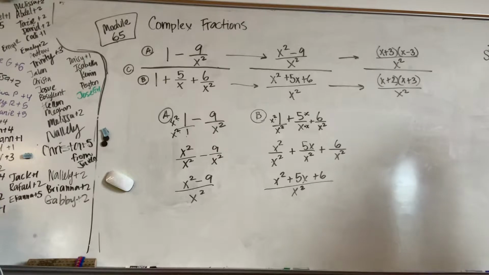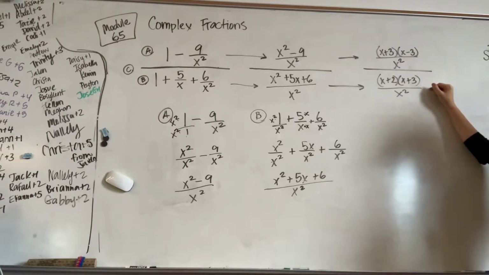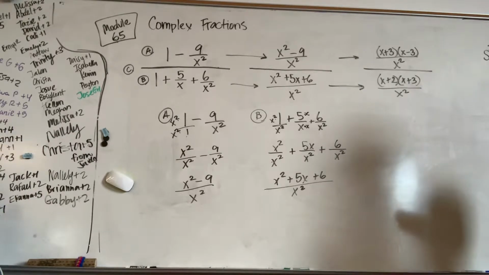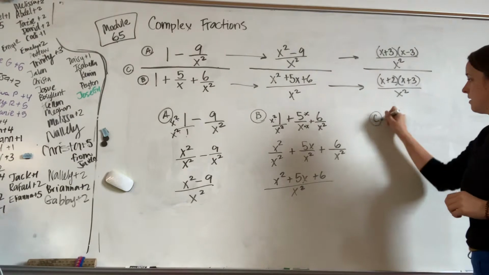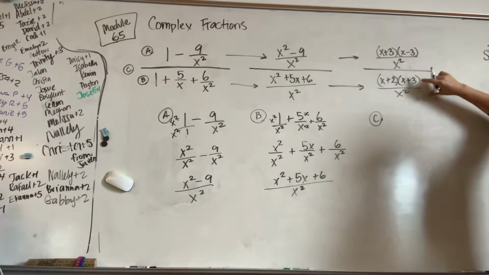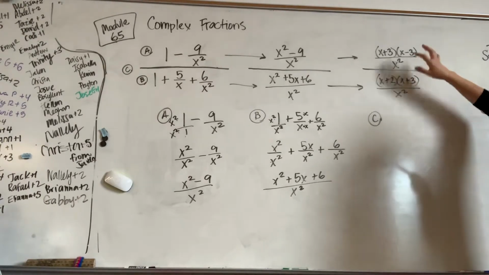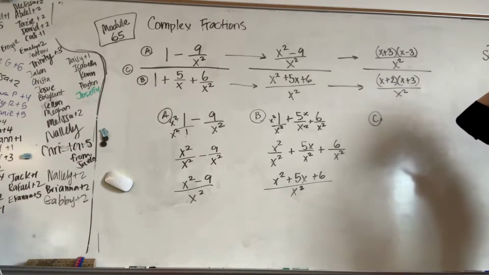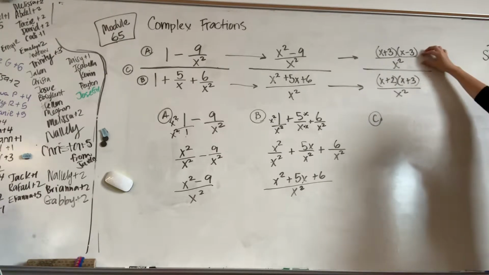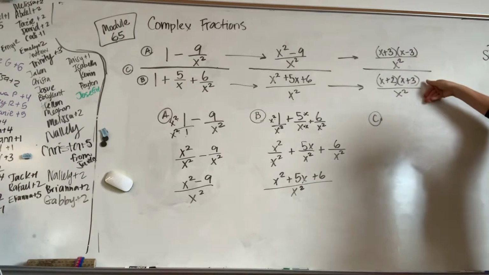So now we have a fraction divided by another fraction. When my C step is happening, I'm going to multiply by the opposite of this. Remember, division is the opposite, so division changes to multiplication, and then you're flipping this fraction.